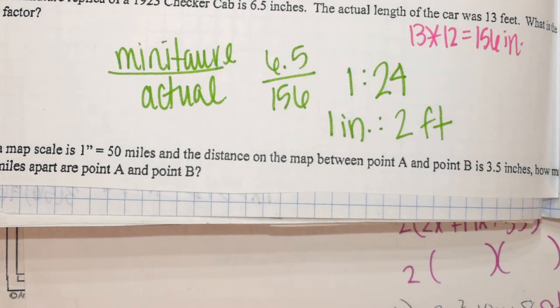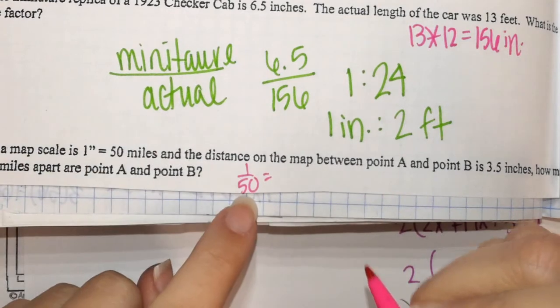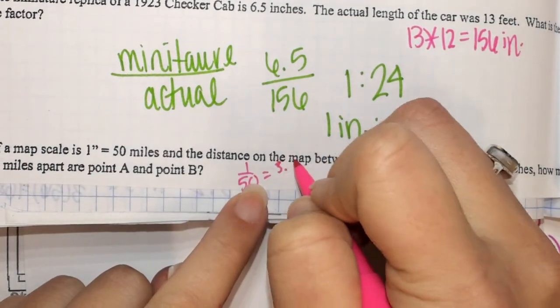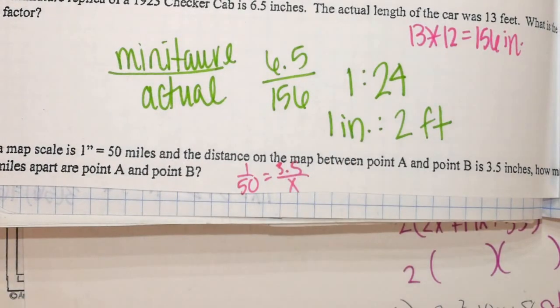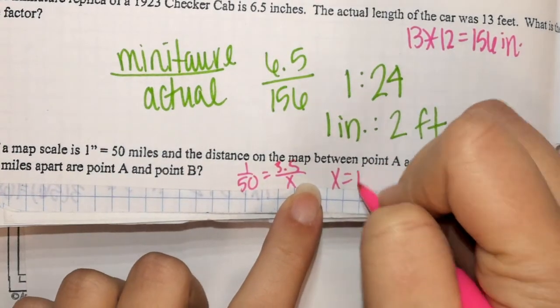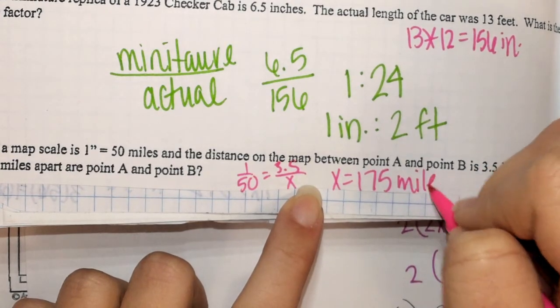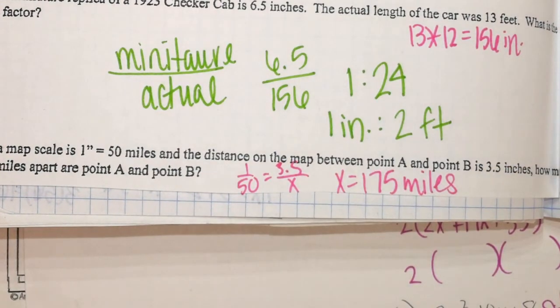Now, you could do this two ways. You could set up a proportion where you know that 1 divided by 50, 1 inch is 50 miles, is equal to 3.5 divided by x. Or, what could you just multiply together? 50 and 3.5. And what's 50 times 3.5? 175 miles. That's it. That's all you do. That's scale factor. You found the table of contents.